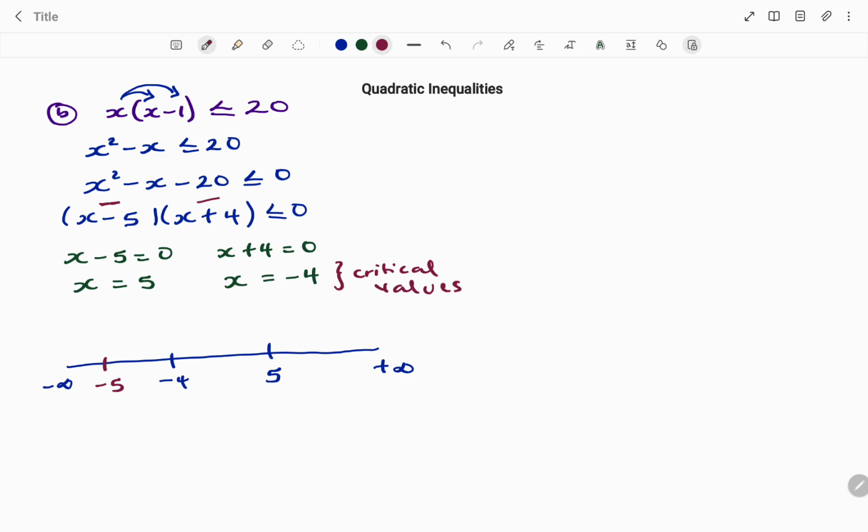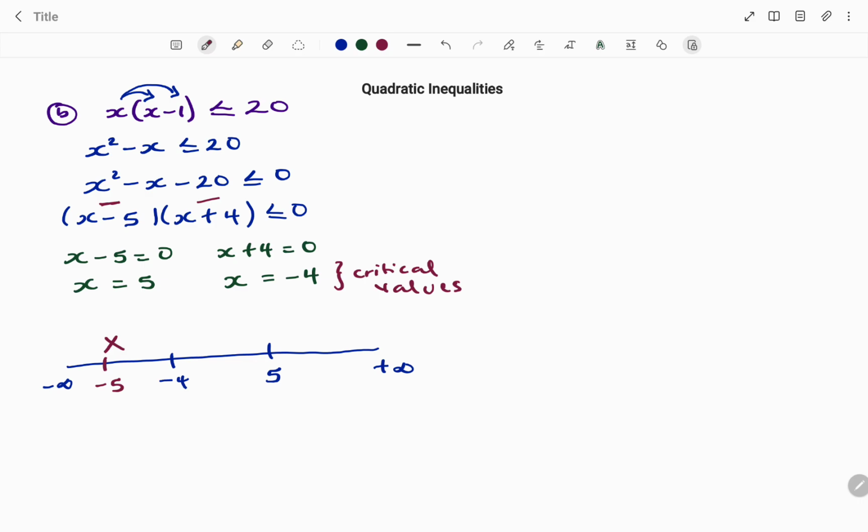Negative 5 plus 4, that's negative 1. If I multiply minus times minus, that's positive. A positive value is not less than 0. So what that means is, for numbers less than negative 4, the inequality is not true. The next step is to test numbers greater than negative 4 but less than 5.